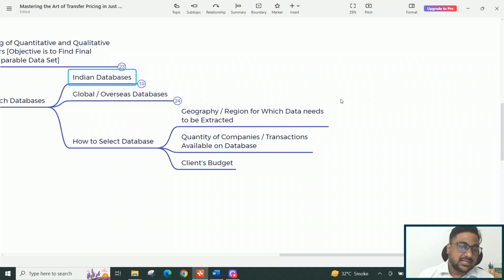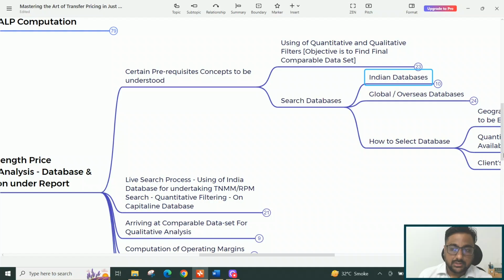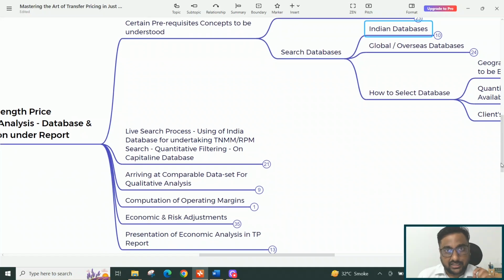I hope this clarifies. Now in the next video we are going to start a live search process on the database. I'll catch you in the next video where you'll be seeing the live database, that is the Capital Line database, and there we are going to do the quantitative filtering, and we are assuming a case for that.